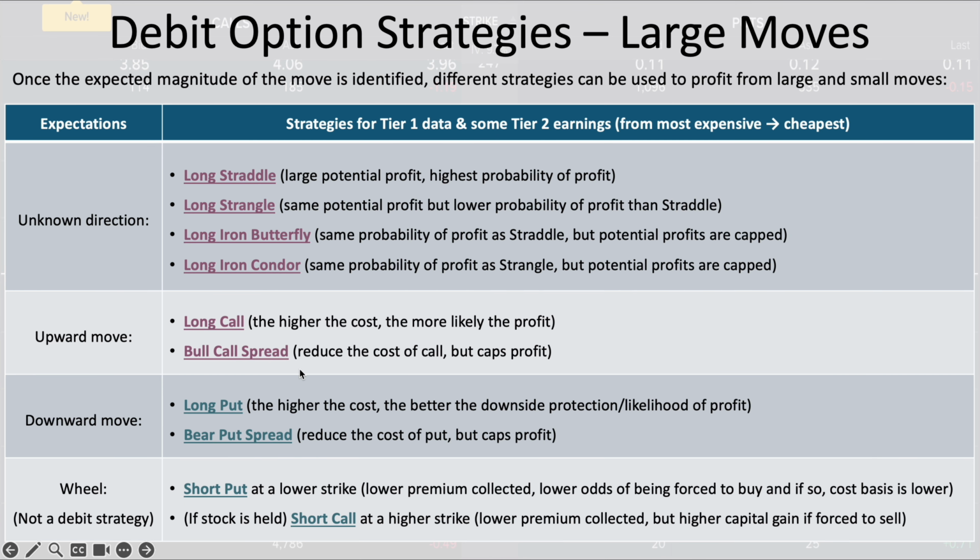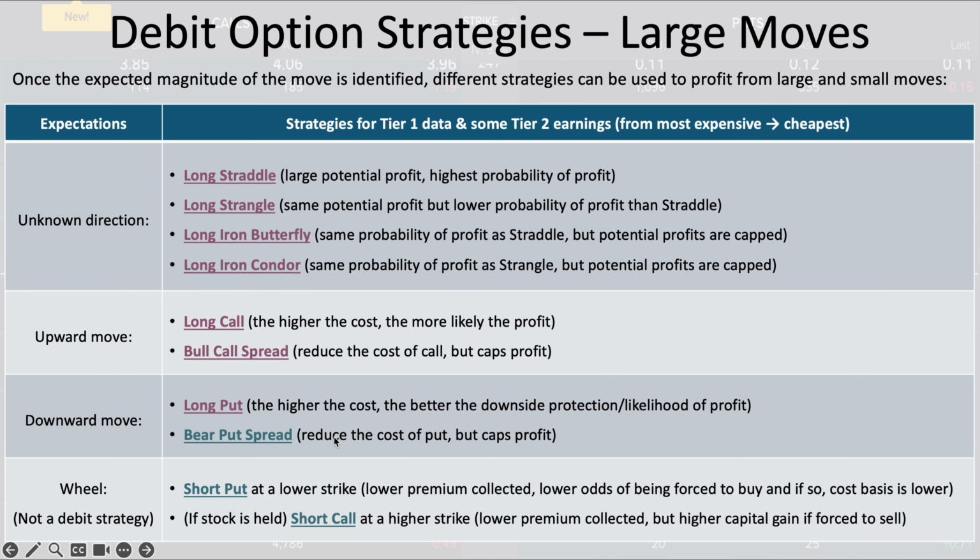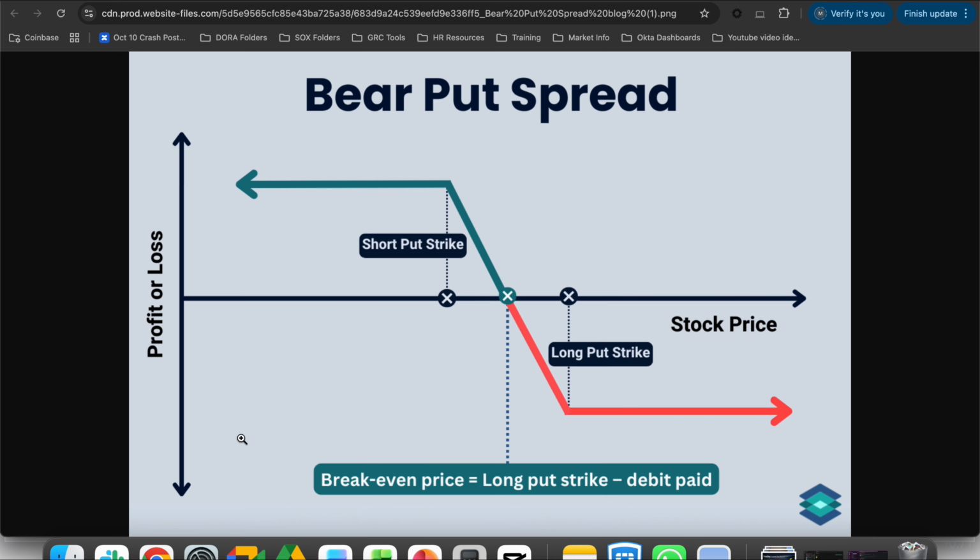If you expect, on the other hand, that the price will go down, the most expensive one and the most profitable one is the long put, which is basically you buy a put, all right, and so you are protected against the downward moving of the stock. If you want to reduce the cost of the put, but of course your profit is capped, after you buy the put, you sell another put with a further lower strike price.